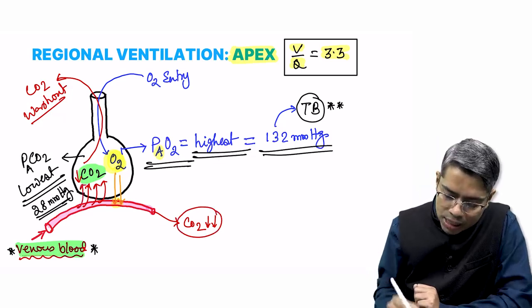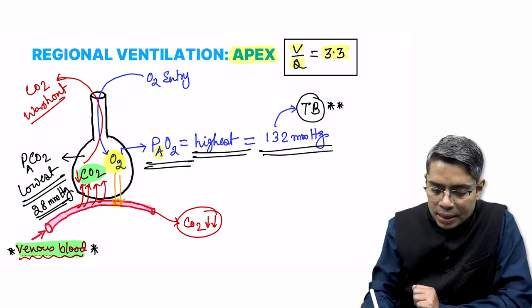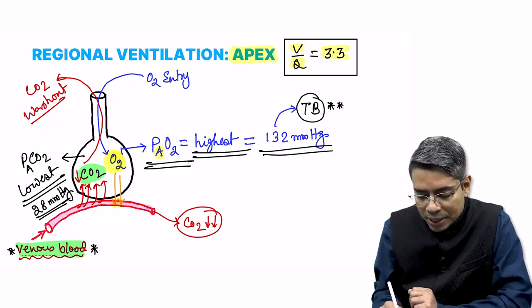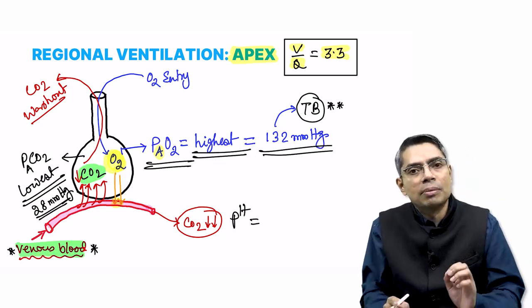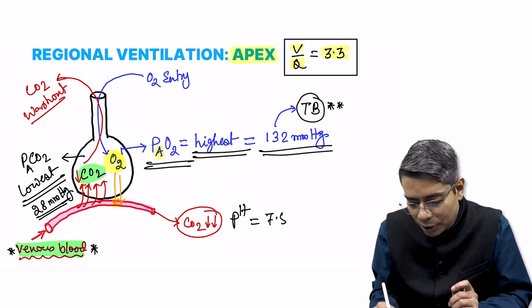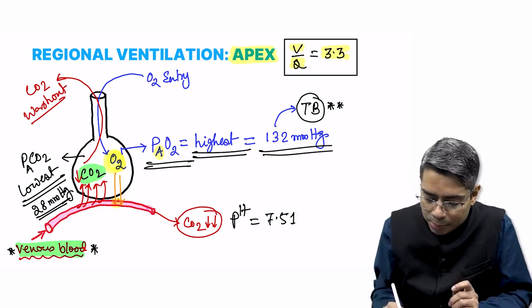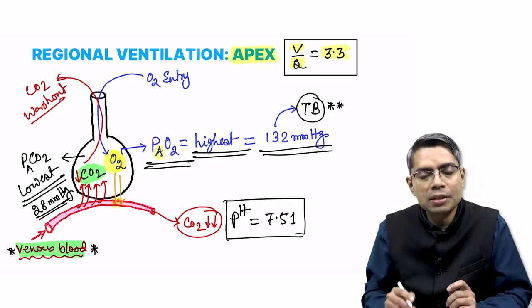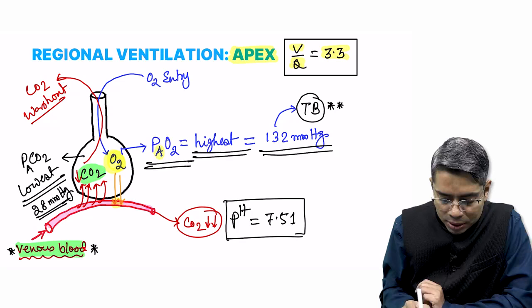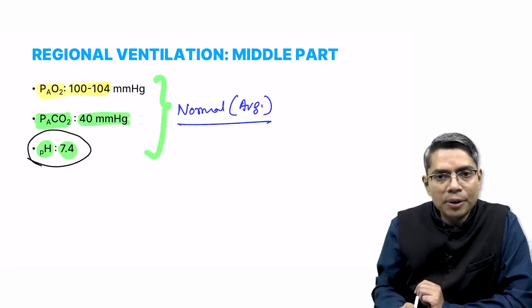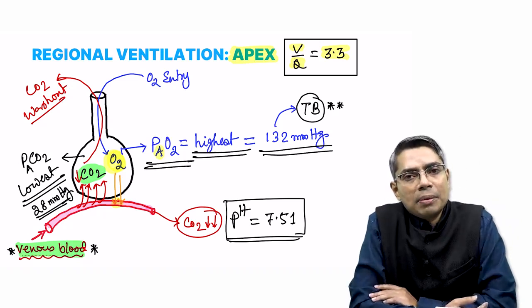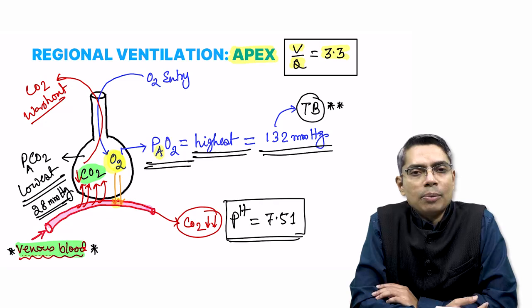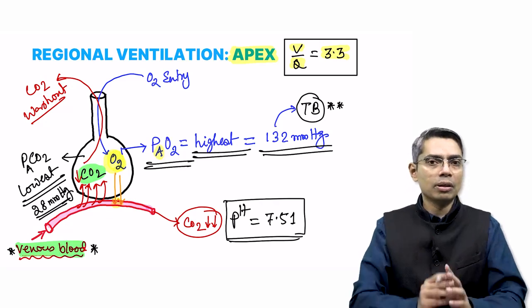Because the carbon dioxide tension is very less in the capillary blood which is leaving the apical alveoli, what will happen to the pH? The pH will be alkaline in nature, that is 7.51. So what is the pH of the capillary blood leaving the alveoli in the middle part of the lung? We have seen normal pH is 7.4. So in the apical alveoli region, the pH of the capillary blood will be a little alkaline, that is 7.5. I hope all of you got this concept.